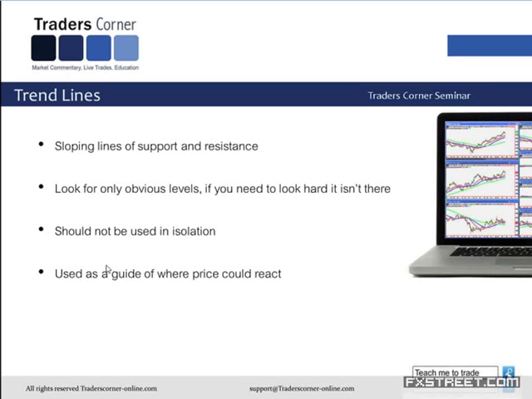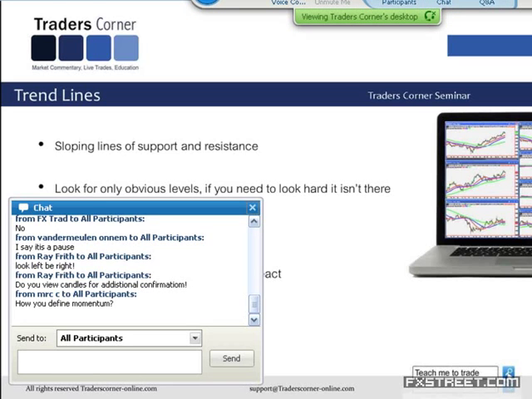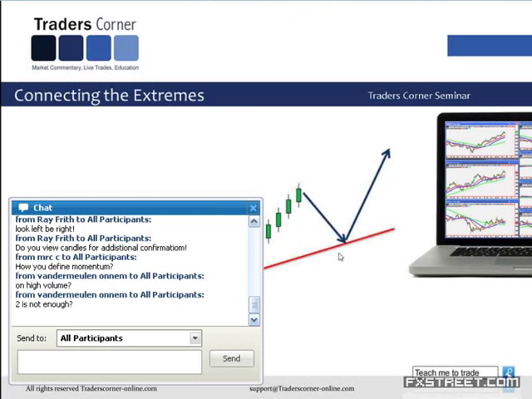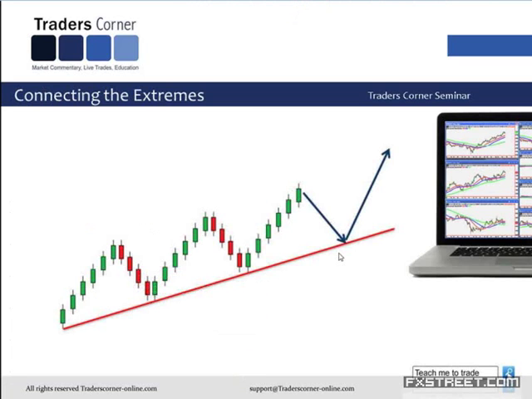Two touch points is okay, two is not a problem, but three is just a little bit stronger. It's not the market's memory, it's the market's crystal ball saying, okay, I believe the market will react in the future.